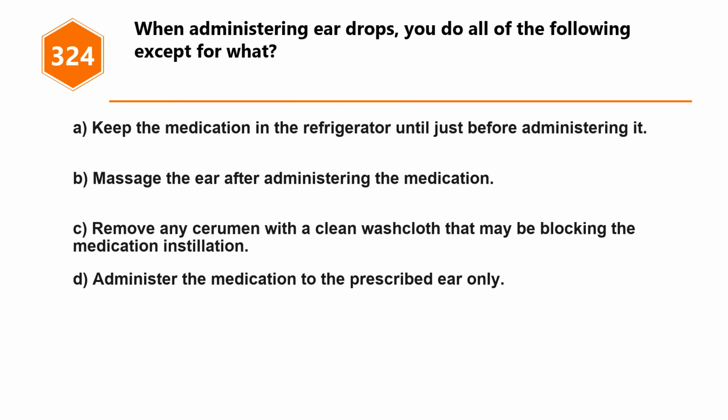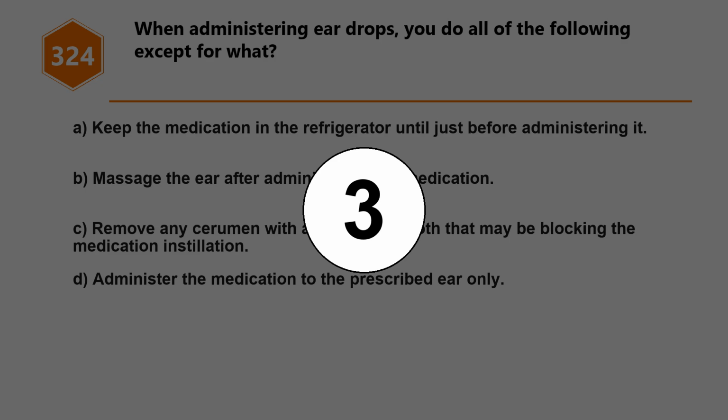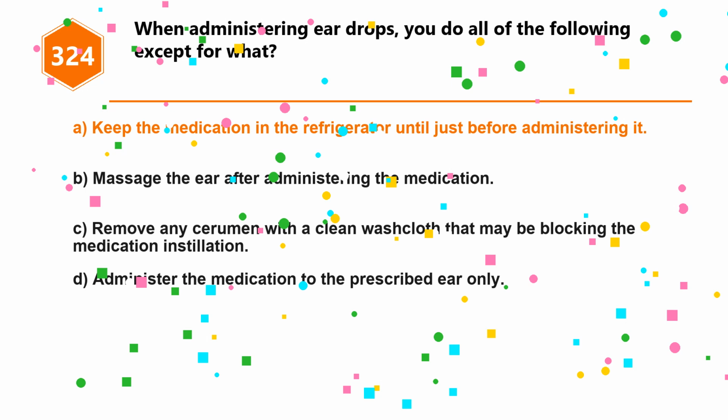Question 324. When administering ear drops, you do all of the following except for what? Option A, keep the medication in the refrigerator until just before administering it. Option B, massage the ear after administering the medication. Option C, remove any cerumen with a clean washcloth that may be blocking the medication instillation. Option D, administer the medication to the prescribed ear only. The correct answer is option A. Keep the medication in the refrigerator until just before administering it.